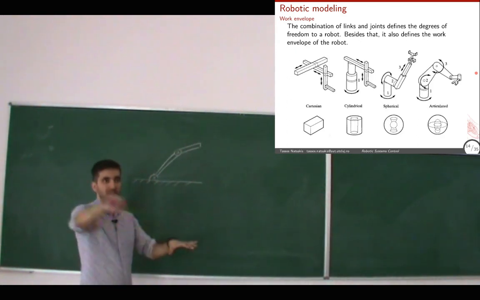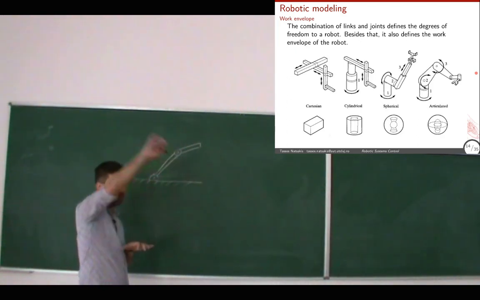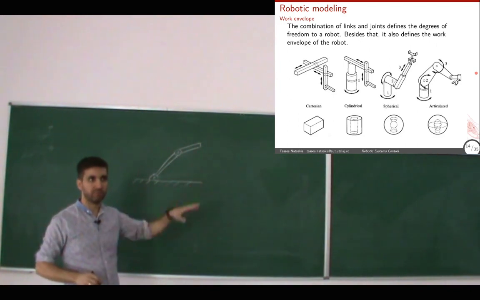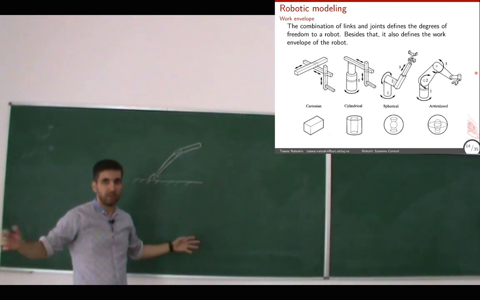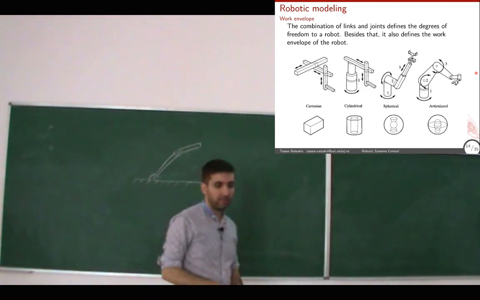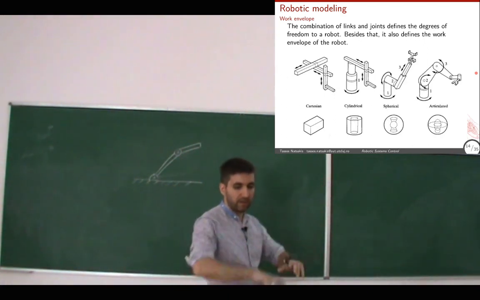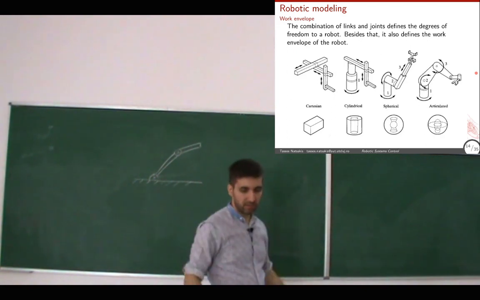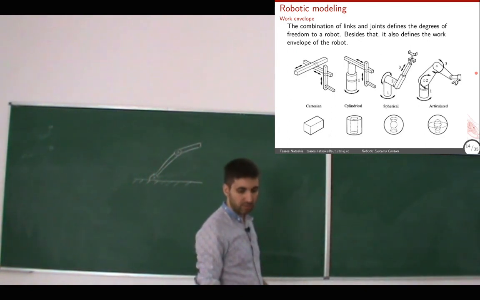Basically, this area that the robot can reach is what we call the work envelope. It's like an envelope that the robot can work inside. Based on different combinations of links and joints, we can have work envelopes of different shapes. We saw some examples also last week.